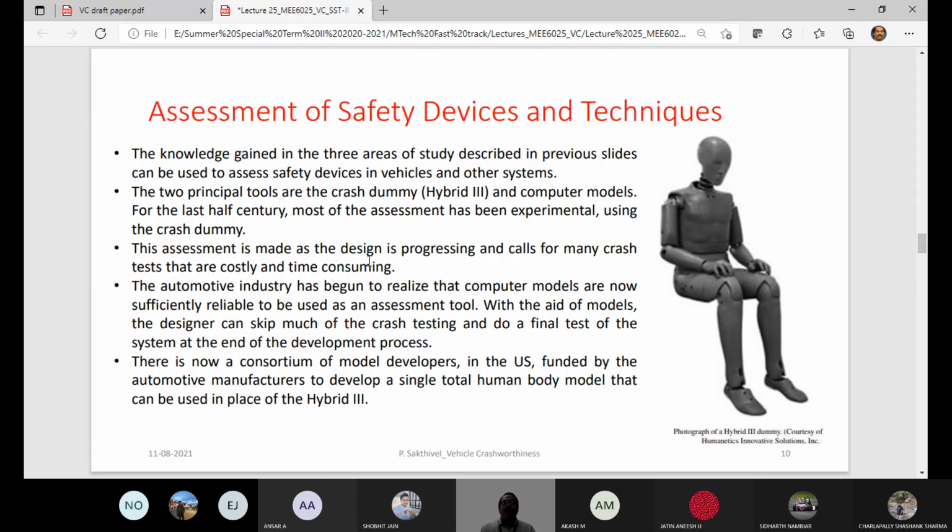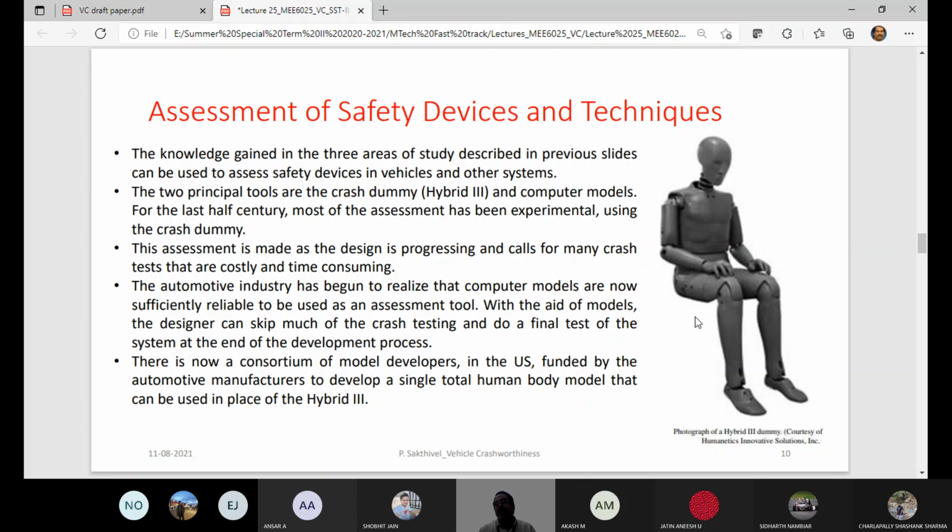This assessment is made as the design is progressing and calls for many crash tests that are costly and time consuming. The automotive industry has begun to realize that computer models are now sufficiently reliable to be used as an assessment tool. With the aid of models, the designer can skip much of the real-time crash testing and do the final test of the system at the end of the development process. There is now a consortium in the US, funded for developing a single total human body model that can be used in place of Hybrid 3 dummies.